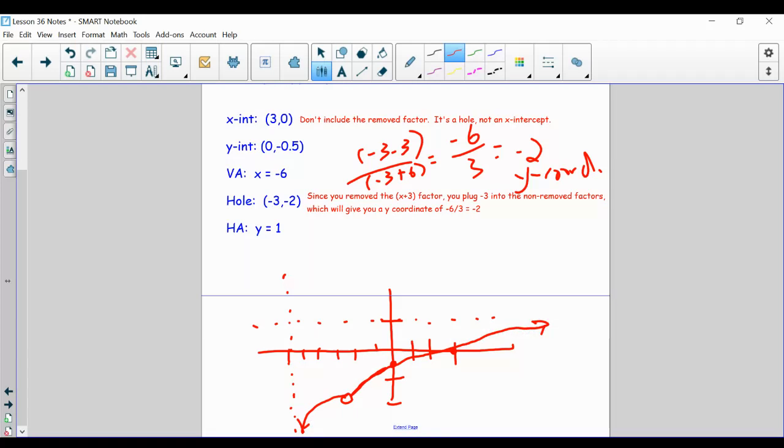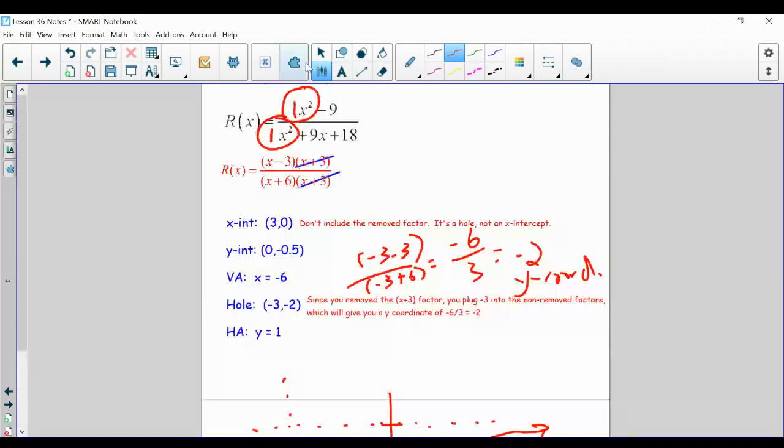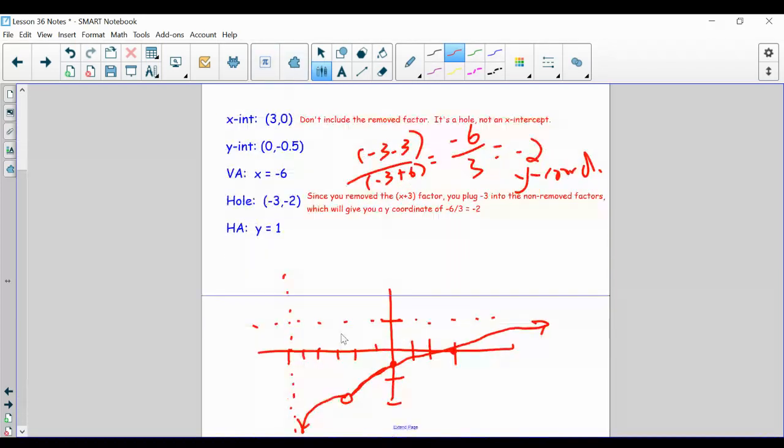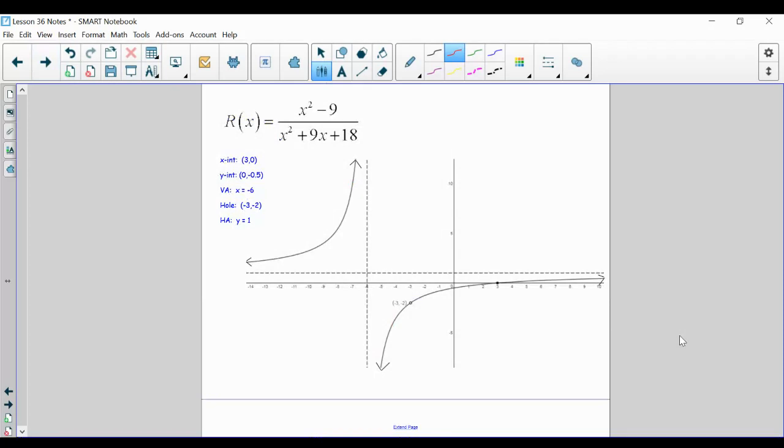All right, and because at negative 6 here, that was to the first power, that means I'm going to come from the opposite direction. So this one was down, so this one will come from up. You have your picture that looks like that. Again, that's what the graph will end up looking like a little bit better there with a y-intercept there at negative 0.5.